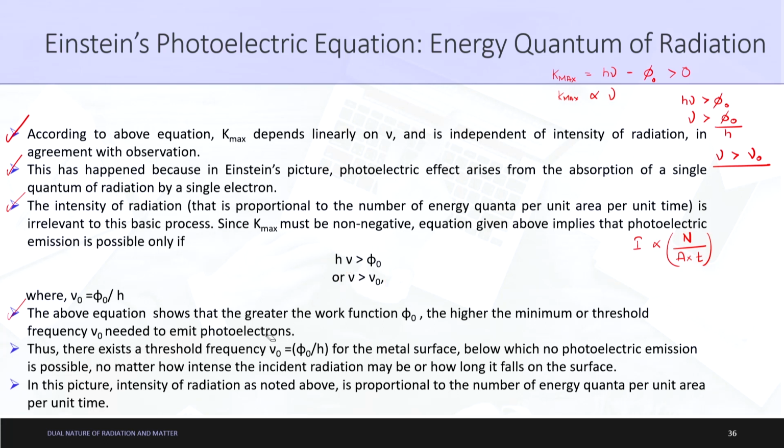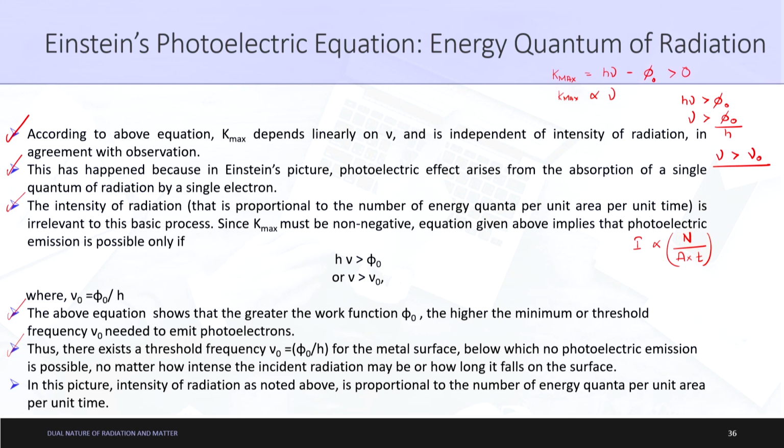Okay, so thus there exists a threshold frequency nu naught which is equal to phi naught by h for the metal surface, below which no photoelectric emission is possible, no matter how intense the incident radiation may be or how long it falls on the surface. Again, theoretical point only. They are just saying that below the threshold frequency no photoelectric emission is possible, no matter how intense the radiation may be or how long it falls on the surface.